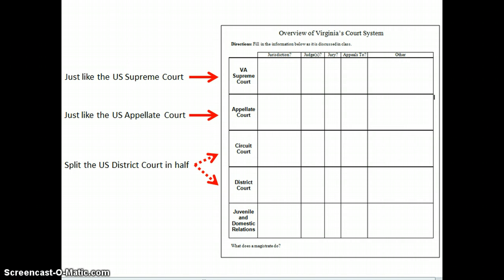is the next thing you're going to write, and that is going to be: split the U.S. District Court in half, with an arrow going to Circuit Court and an arrow going to District Court. So basically, Virginia's Circuit Court and Virginia's District Court, which is usually called the General District Court, are the two parts that have been split in half from the U.S. District Court. So they took the U.S. District Court, chopped it in half, and gave some responsibility to the Circuit Court and some responsibility to the District Court. Alright, so let's go back to the worksheet.